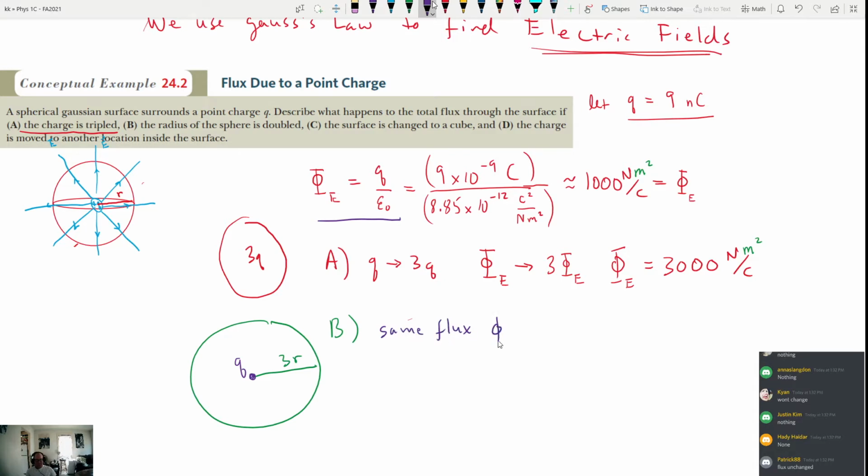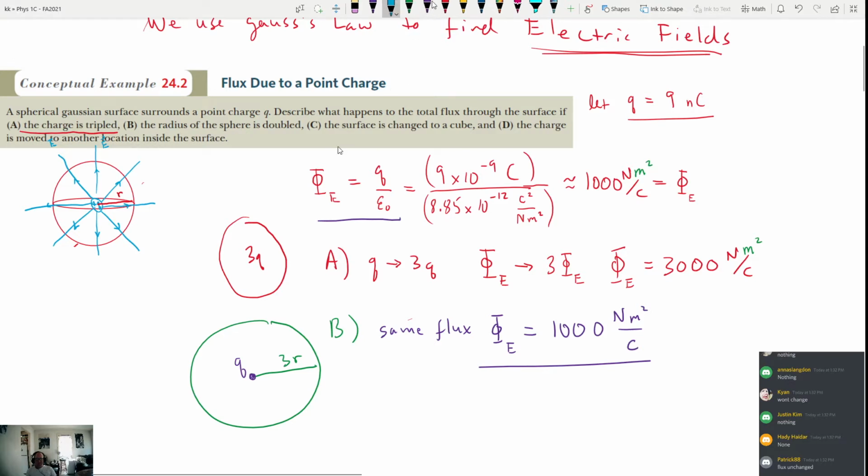So that means that the flux is now going to be the same as what we had in part A, or part 0, whatever you want to call this up here, which is 1,000 newtons meters squared over coulombs. So by changing the shape of the Gaussian surface, by changing the shape of this closed surface, the flux doesn't change. Okay.